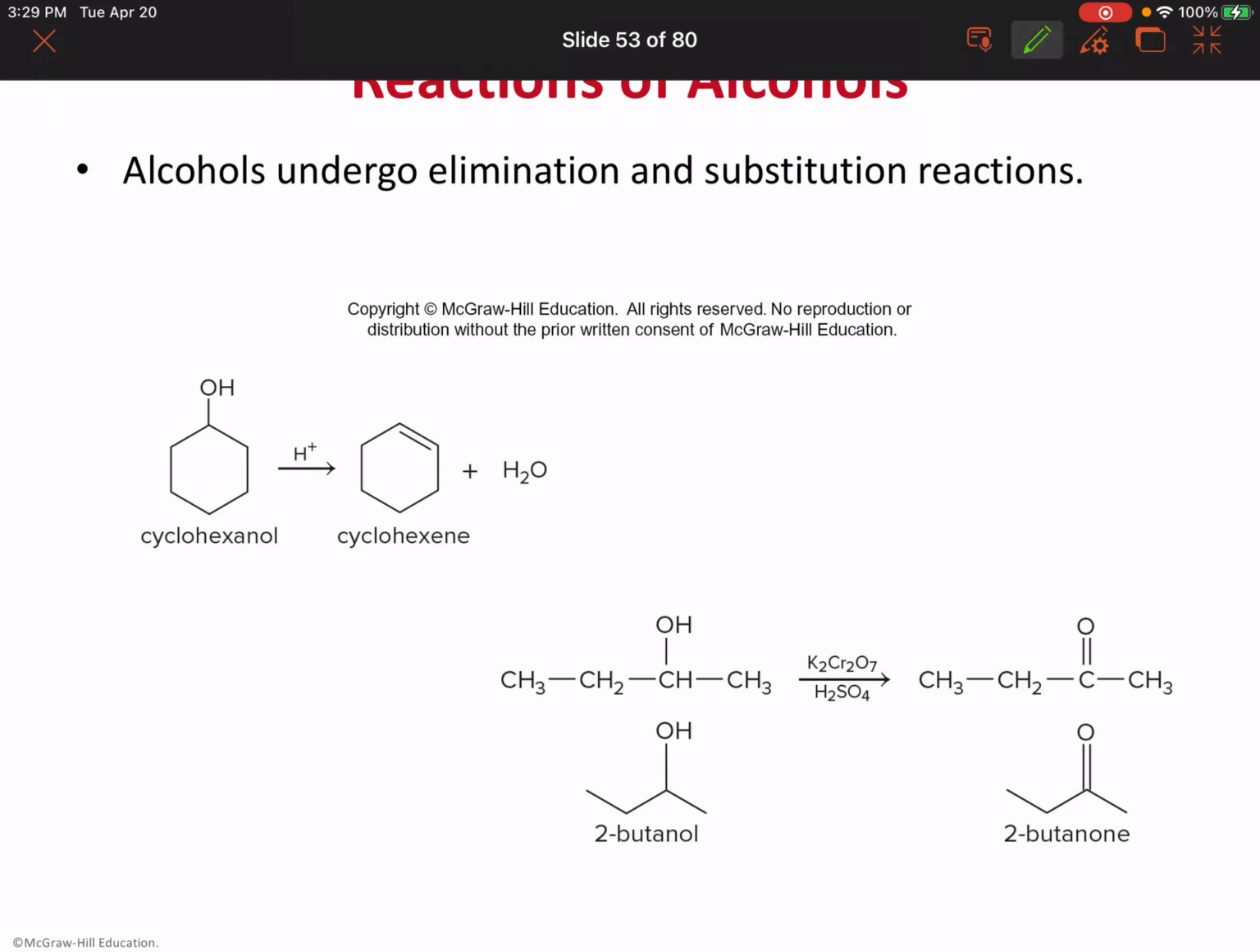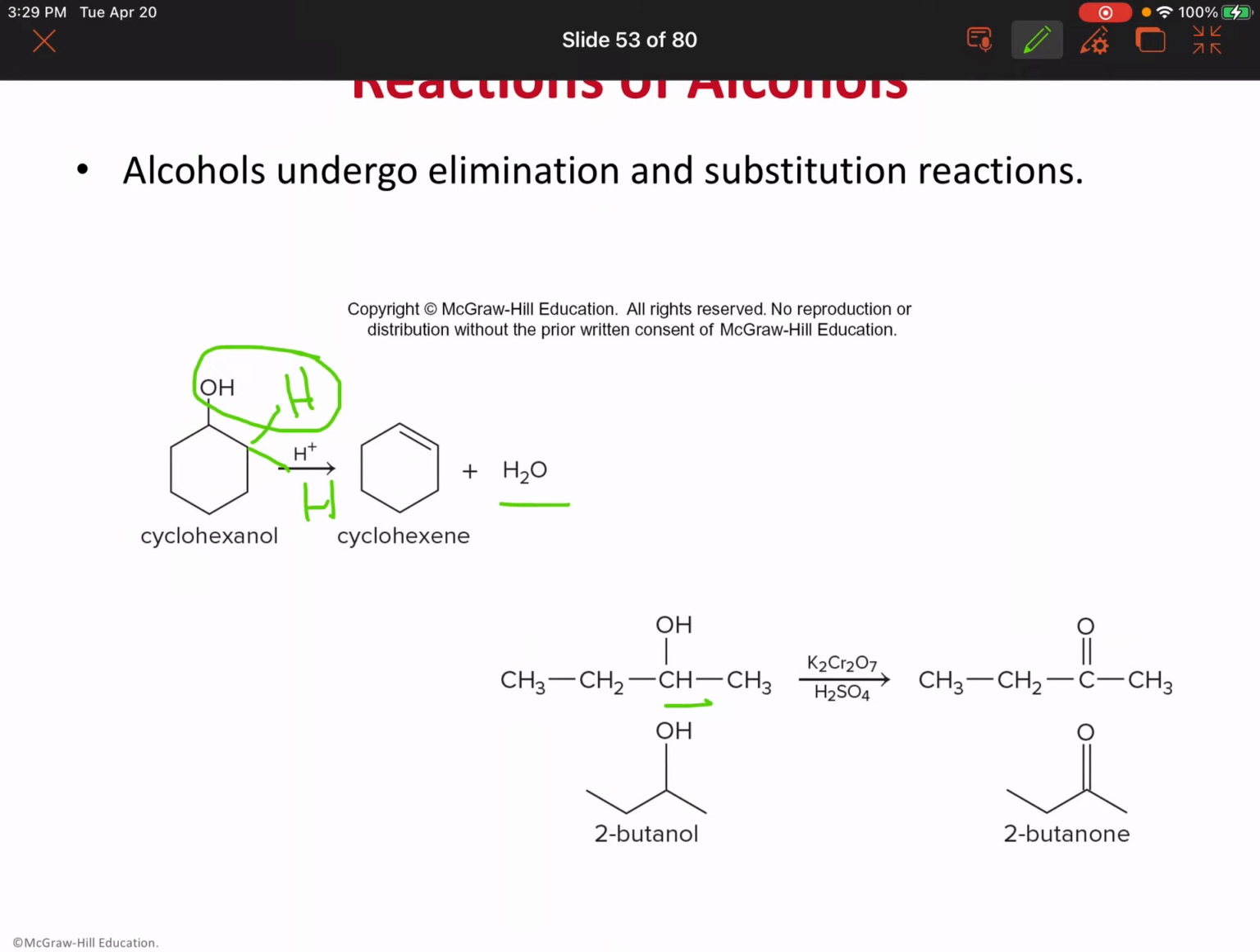So there are 2 hydrogens, one here, one here. So when you lose this HOH as water, it can form an alkene, cyclohexene. So alcohols undergo elimination and substitution. Okay. And this one over here, you have an alcohol.